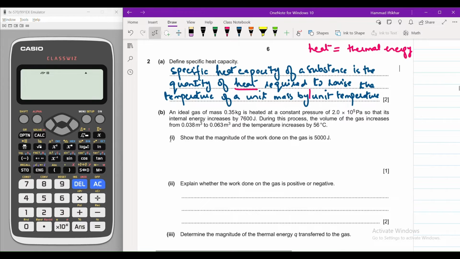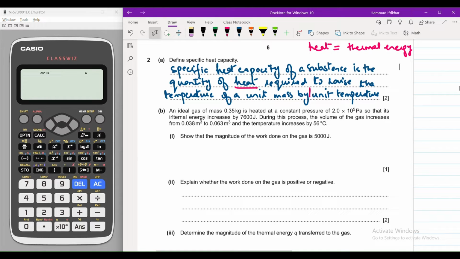An ideal gas of mass 0.35 kg is heated at a constant pressure so that its internal energy increases by 7,600 joules. During this process, the volume of the gas increases from 0.38 meter cube to 0.63 meter cube, and the temperature increases by 56 degrees Celsius. So show that the magnitude of work done on the gas is 5,000 joules. So work done is P change in volume. So since it is heated at a constant pressure, that's why.